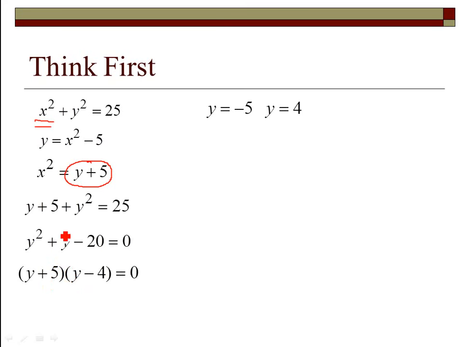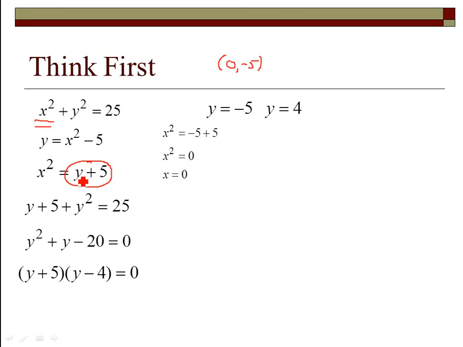Okay, now I'm going to try to figure out what x is. So if y equals negative 5, I could plug it in right here. Now I get x squared is equal to 0. Therefore, x equals 0. So first point I would have is 0, negative 5.